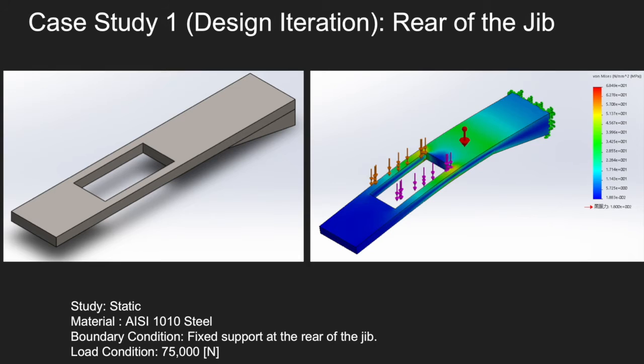This is our first iteration of the design, in which the thickness of the jib was varied at the rear where it experienced the maximum stresses, as you can see here. The boundary, load, and material all remained the same. However, the maximum stress decreased to 68.4 from 68.8 megapascals. But the stress at the end area decreased to 11.4 megapascals.